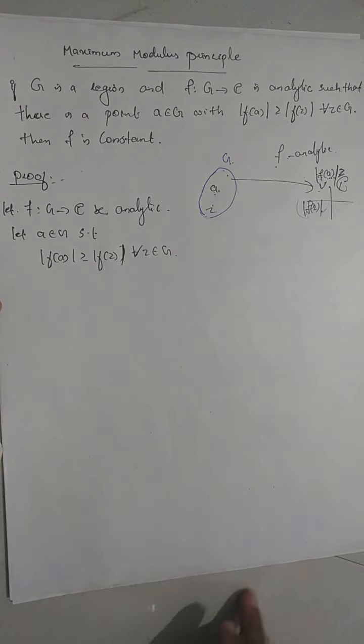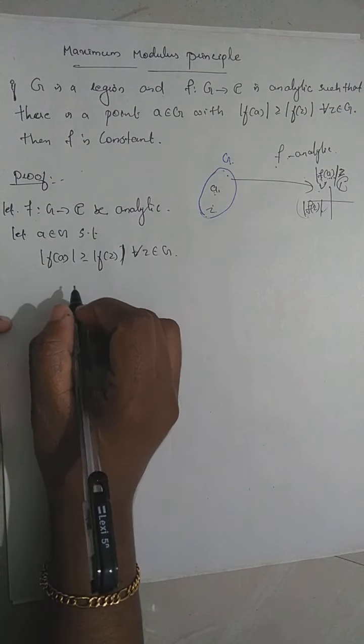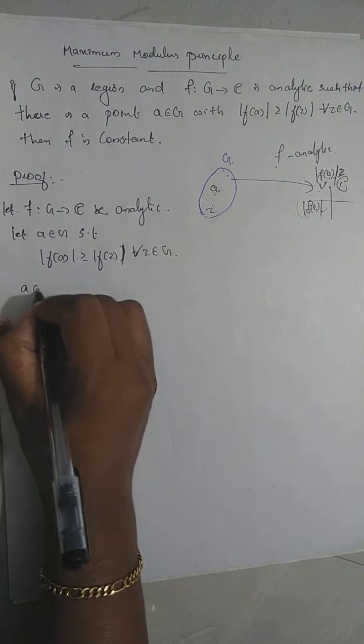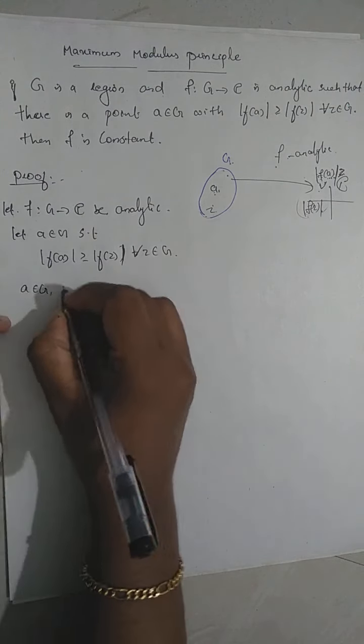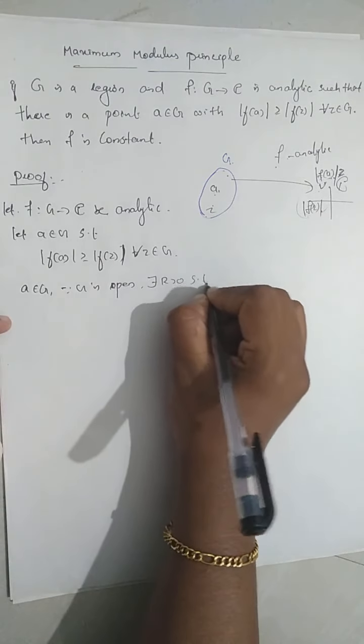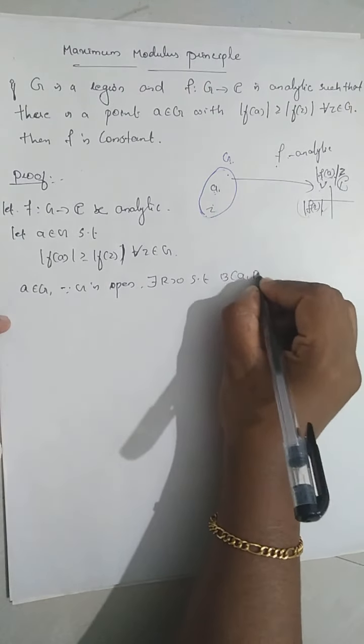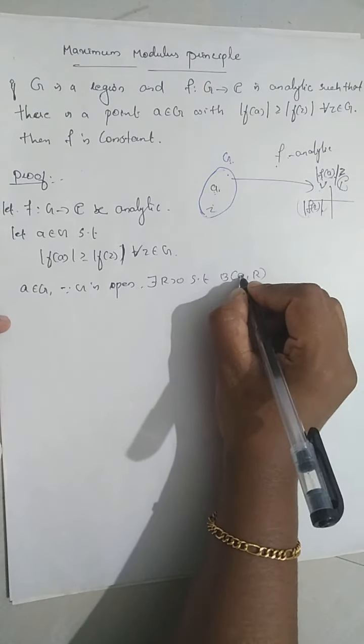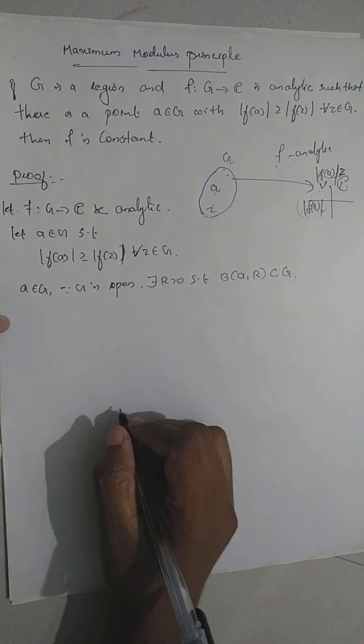Now, first of all, we are considering a neighborhood because a is an element in G. Since G is a region, it is an open set. Since G is open, there exists some R greater than 0 such that B(a;R), an open disk centered at a with radius R, is contained in G.